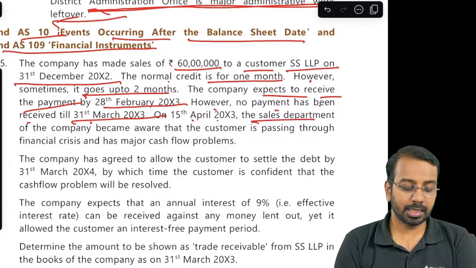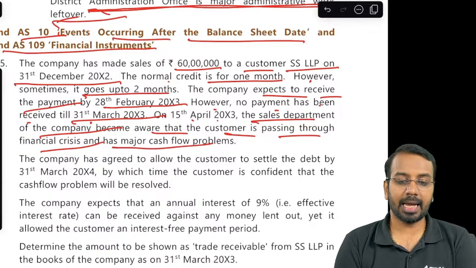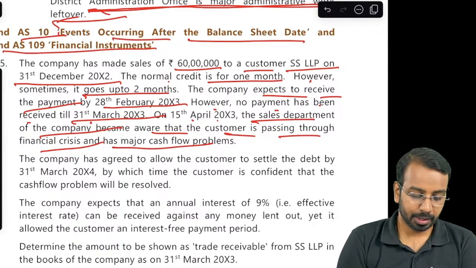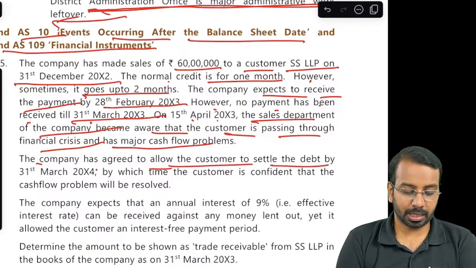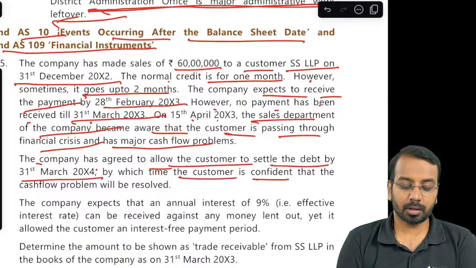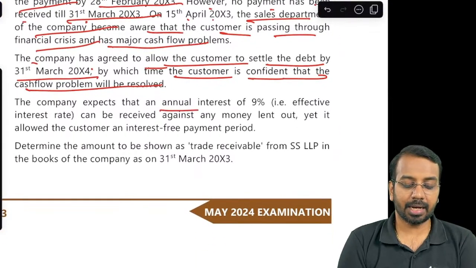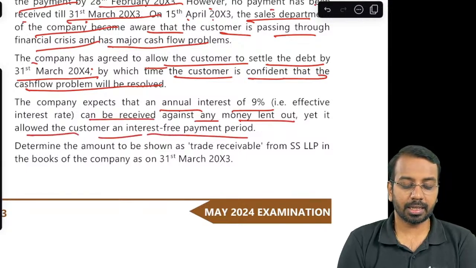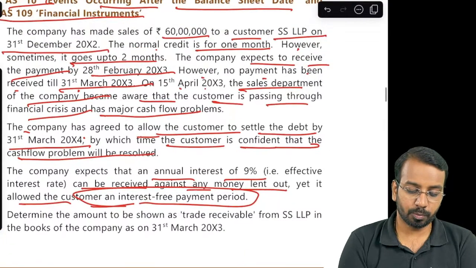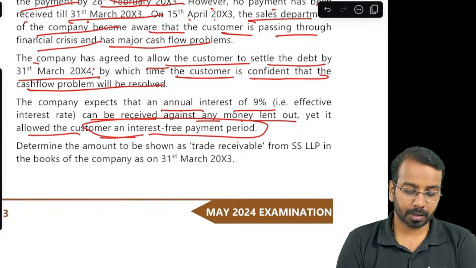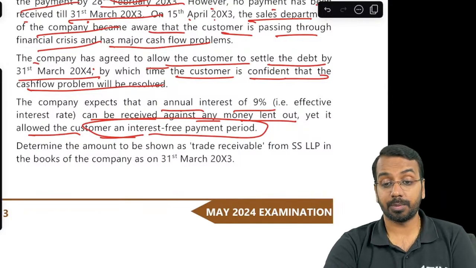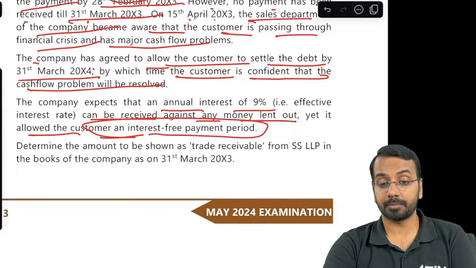On 15th April, the sales department of the company became aware that the customer is passing through financial crisis and has a major cash flow problem. The company agreed to allow the customer to settle the debt by 31st of March, by which time the customer is confident that the cash flow problem will be resolved. The company expects that an annual interest of 9% can be received against any money lent, yet it allowed the customer an interest-free payment period. Normally, you allow only 2 months and 1 month. Now, how much have we allowed? We have allowed a 12 months interest-free period, right? That is the first part.